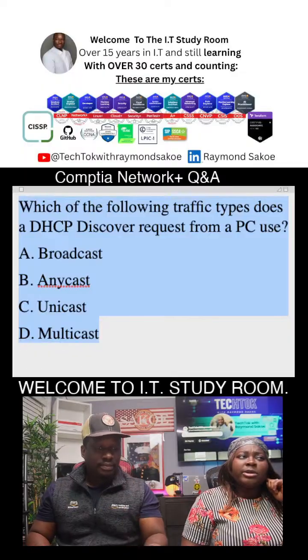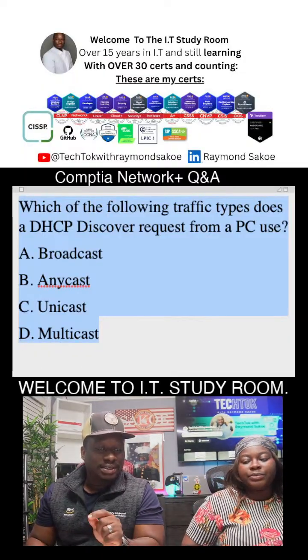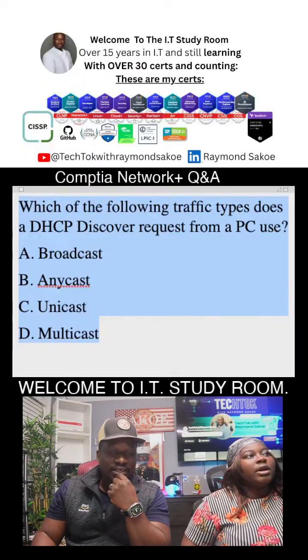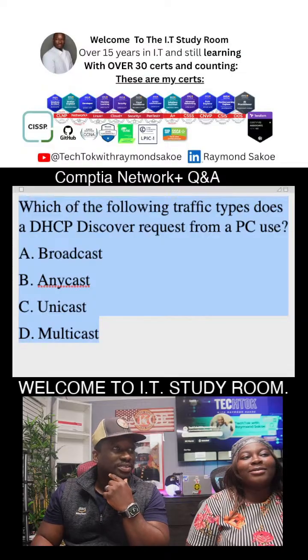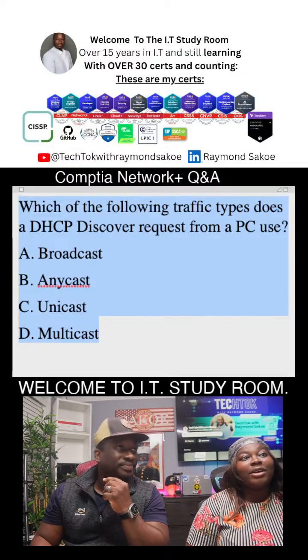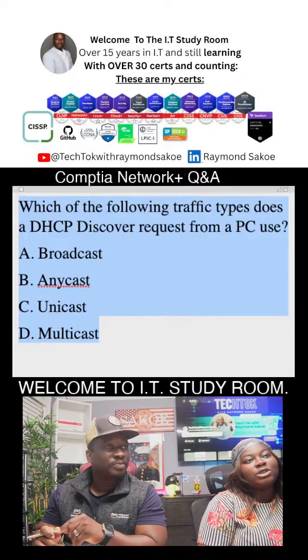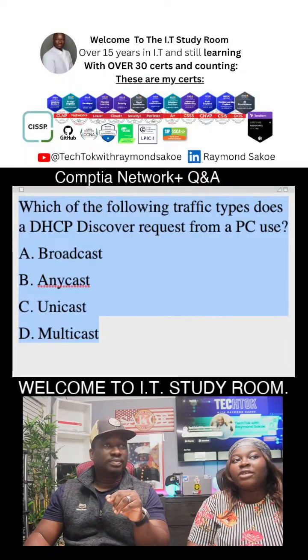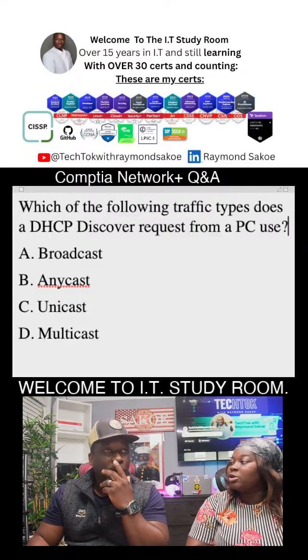AWS is killing you. Which cert is killing you? Oh, so which one is the difficult? Nathan also said network equals security. Don't let them fool you. Network or security. Did I read the question? Which of the following traffic type does the DHCP discover request from PC issue? Okay, majority saying A, but please, which one is the hardest?